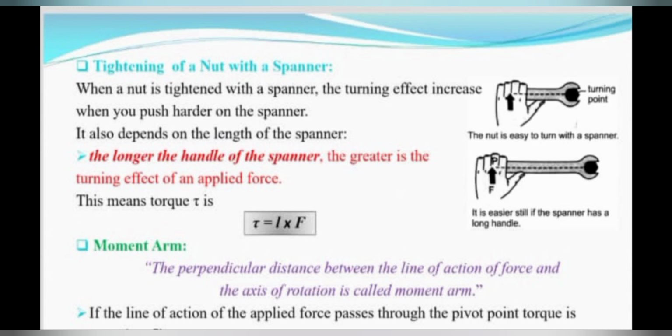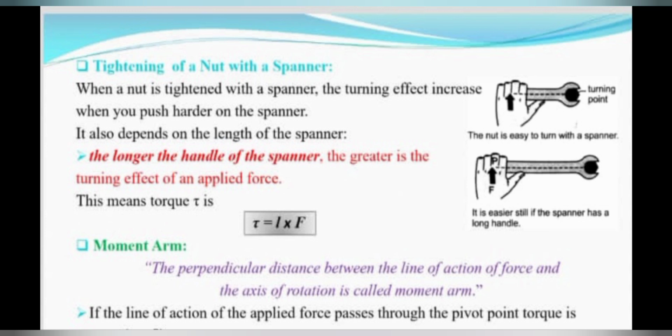Tightening of a nut with a spanner. When a nut is tightened with a spanner, the tightening effect increases when you push harder on the spanner. It also depends on the length of the spanner. The longer the handle of the spanner, the greater is the turning effect of the applied force. Look at this figure. The first condition shows the turning point. The nut is easy to turn with the spanner, and the longer the handle of the spanner, the easier it is to turn.